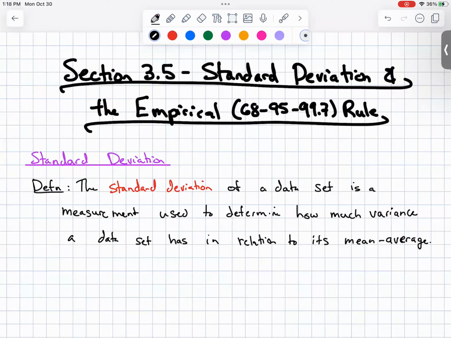Like how far apart are your data values from the mean itself? Are they all clustered together or are they very spread apart? Do we have a lot of people getting the same scores or do we have a lot of people getting a bunch of different scores? That is how we calculate standard deviation.